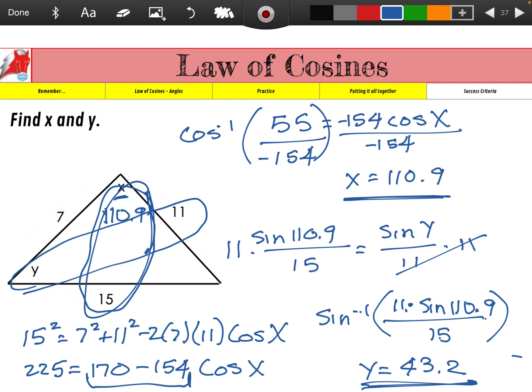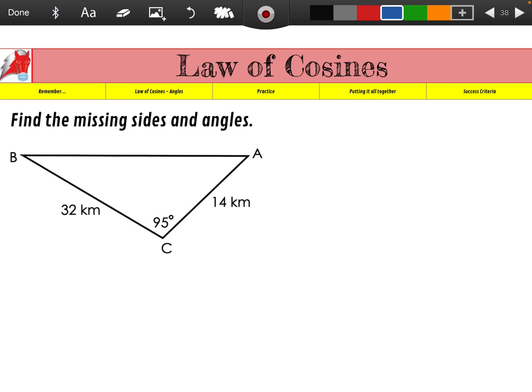All right. So things to realize with that. If you have to do law of cosines, the max times you have to do it is once, because once you do it, finding a side or an angle, law of sines opens up for you. Okay? So we found those two things, 110.9, 43.2. Here's the last one, C.